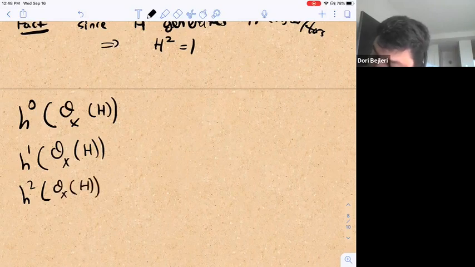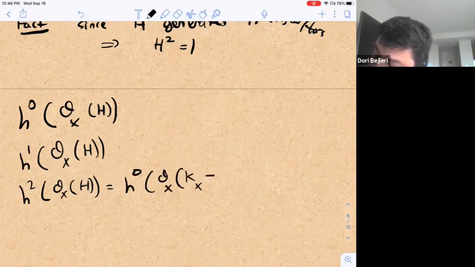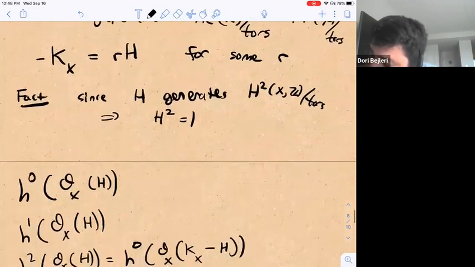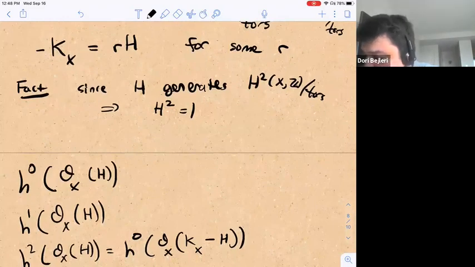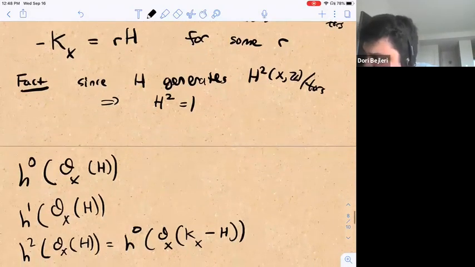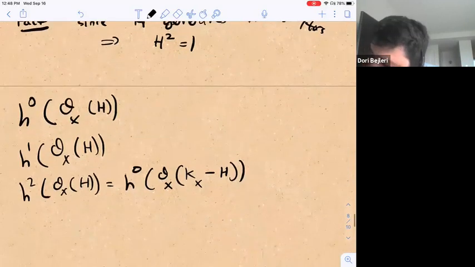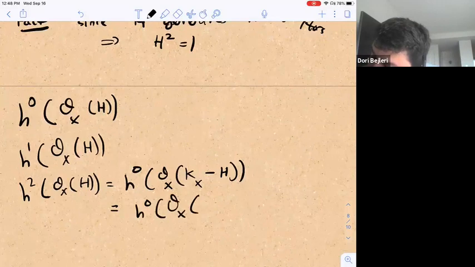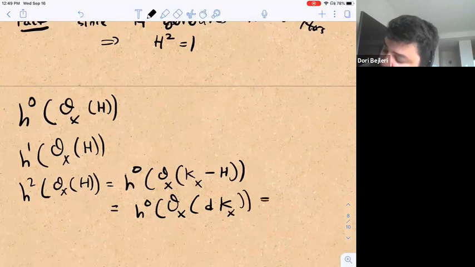Okay, so this H2 by Serre duality is like H0 of OX of K minus H. But H is like 1 over r times minus K. So when we subtract H, it's like we're adding K. So this is H0 of some number D times K. But this is 0 because minus K is ample.